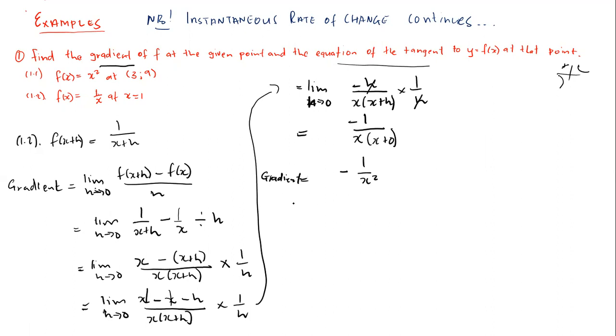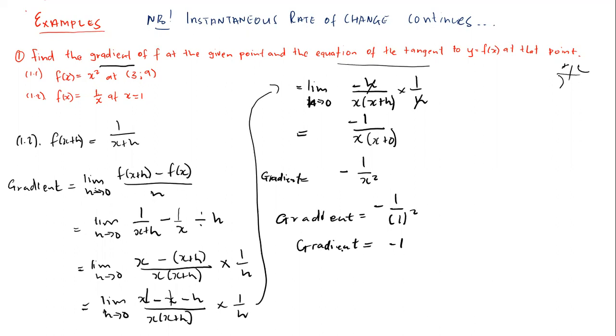So now, this is what I'm going to do. I'm going to determine the gradient of this tangent, whereby x is equal to 1. So we're going to say gradient, once more again, is equal to -1 over, what is the value of x? It's 1 to the power of 2, and therefore our final answer will be -1. This will be the gradient of the tangent whereby x is equal to 1.